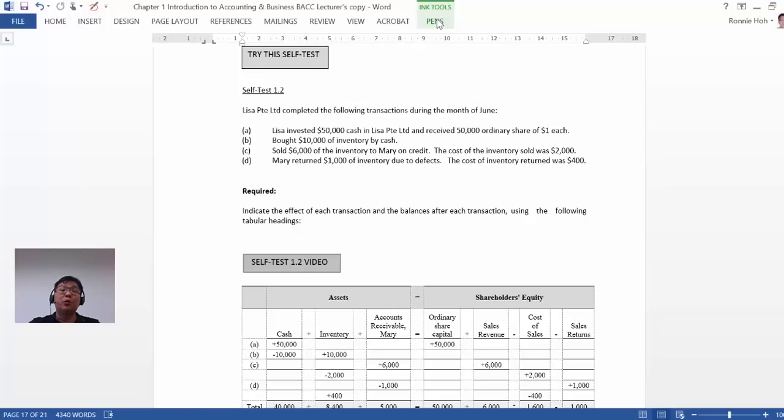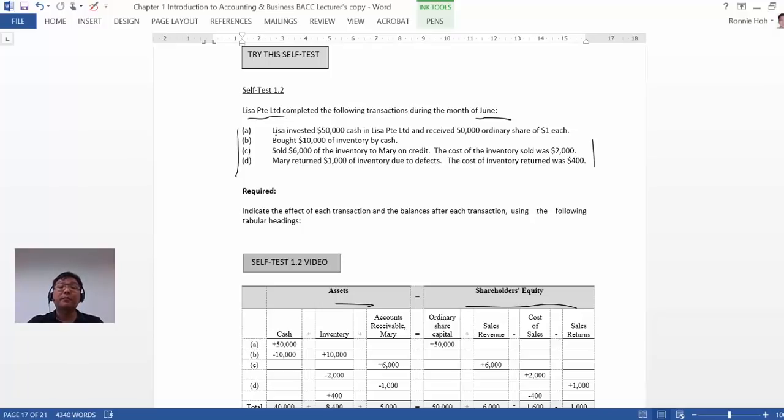In this video, we will look at Lisa Private Limited, which has 4 transactions for the month of June. We will see how these 4 transactions affect the accounting equation, which is A, for assets, equals liability plus shareholders' equity. There's no liability in this particular question because none of the transactions involve liabilities. Since none of them involve liabilities, it will be 0, and therefore A equals SE. So let's start with the first transaction.